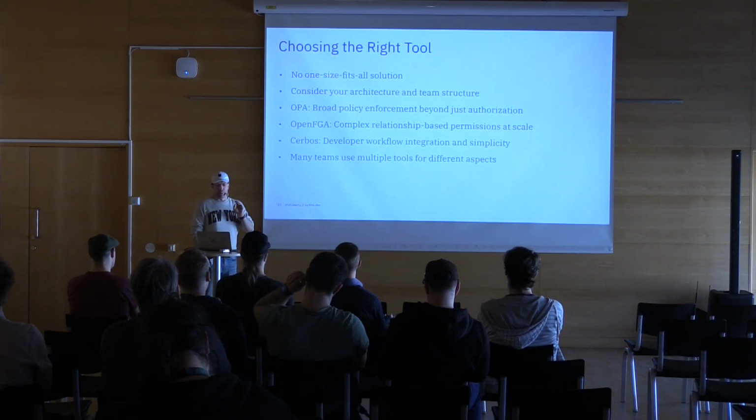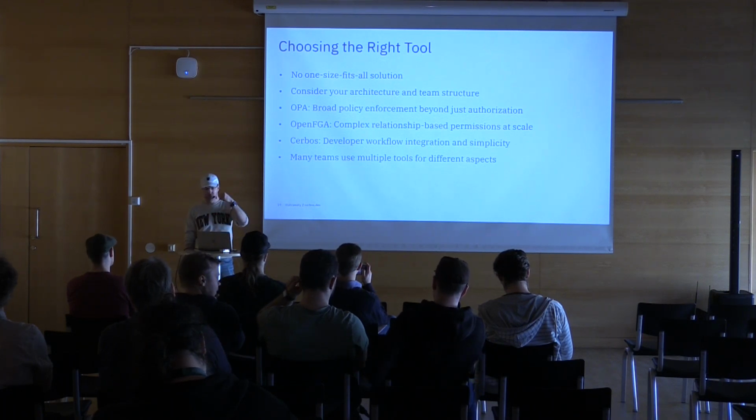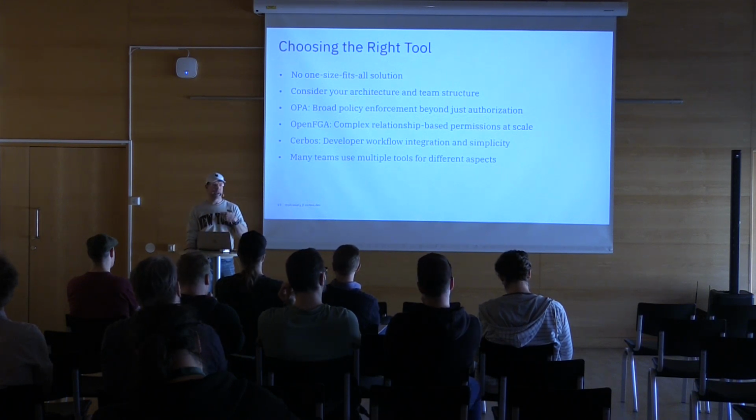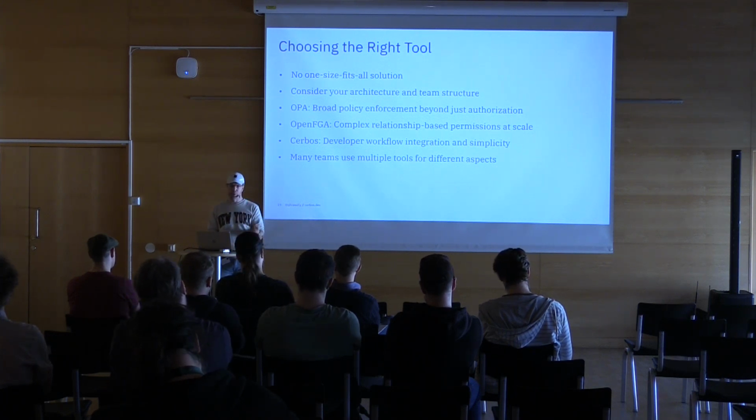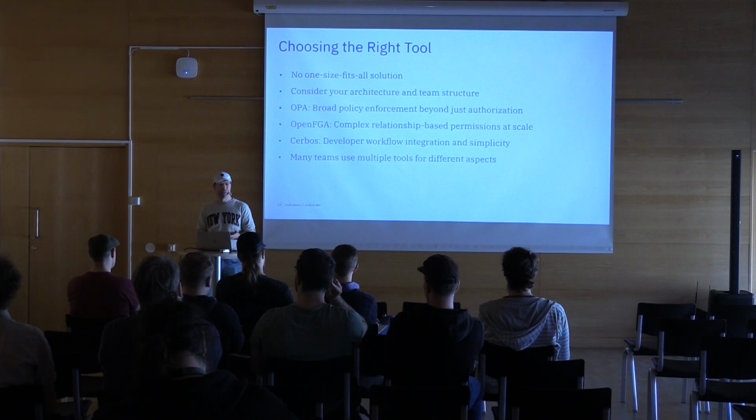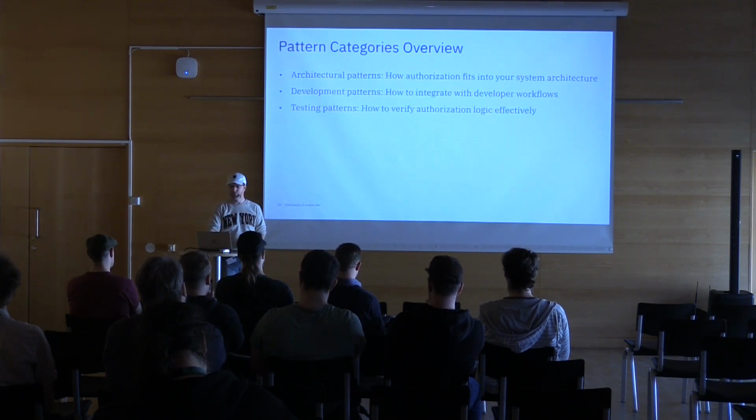Okay. Basically, there's no one-size-fits-all solution. That's the biggest thing here, right? You have to really analyze what your problem set is. If you need broad policy enforcement that goes beyond authorization, OPA might be what you want. If you have complex relationship-based permission problems at international scales, then OpenFGA might be it. If you're really interested in cloud-native, super tight, developer-centric workflows, check out Cerbos. It's also okay to use multiple tools, right? I've seen people in the wild using OPA for one thing and OpenFGA for another, for example, so that's really okay too.